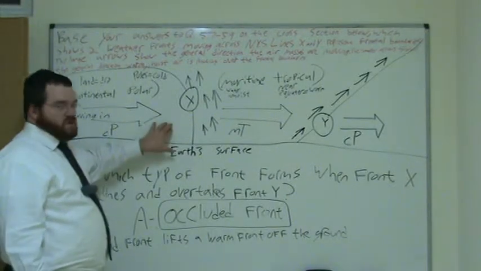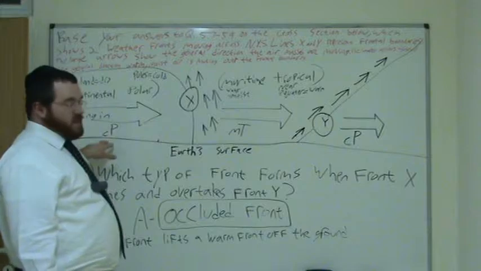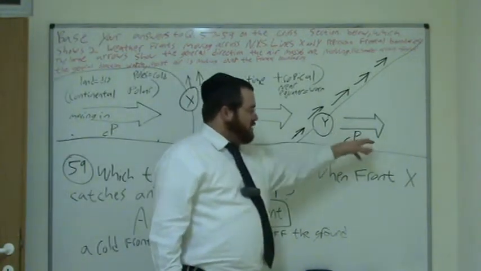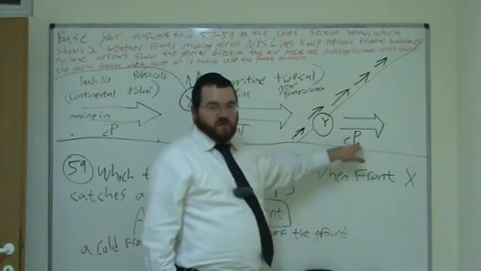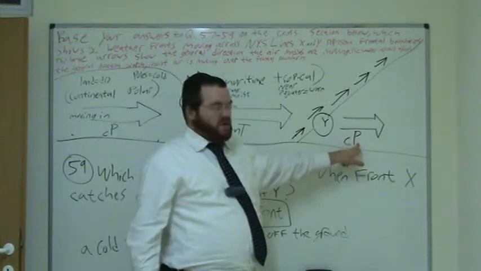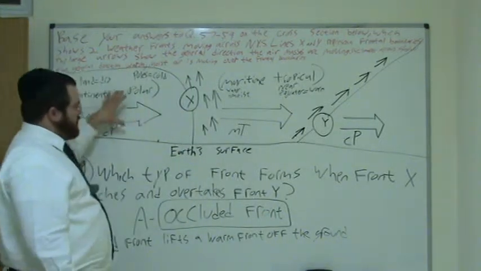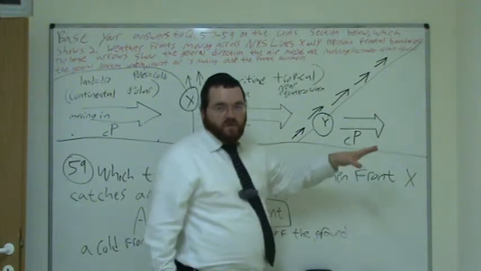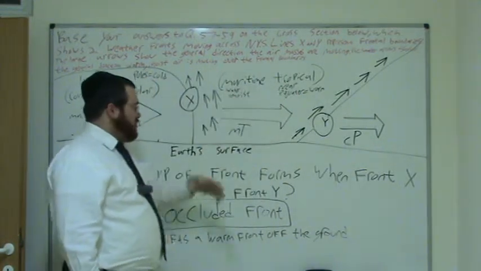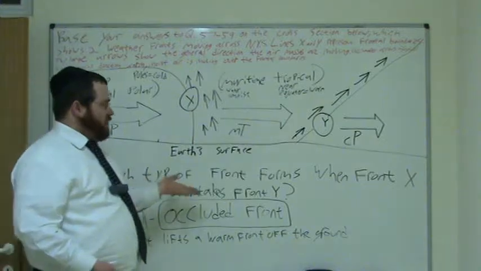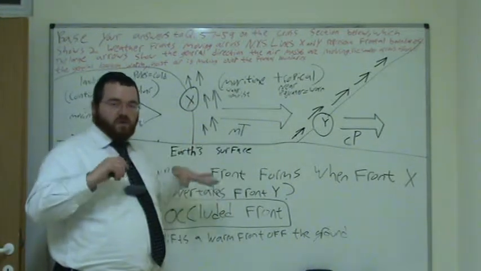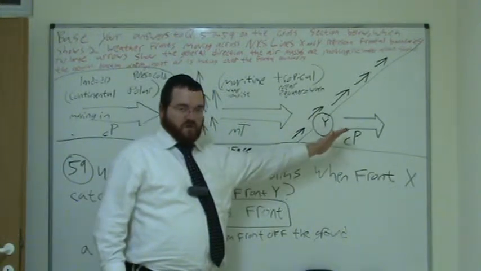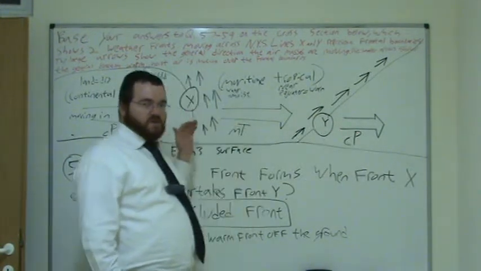So we know that front X is a cold front because CP is continental polar, and polar is cold, and front Y is also a cold front, continental polar, the poles, which are cold. So what happens if this cold front catches up and overtakes the other cold front? Well, what's in between the two cold fronts? A warm front. So we know that warm air goes up and cold air goes down.